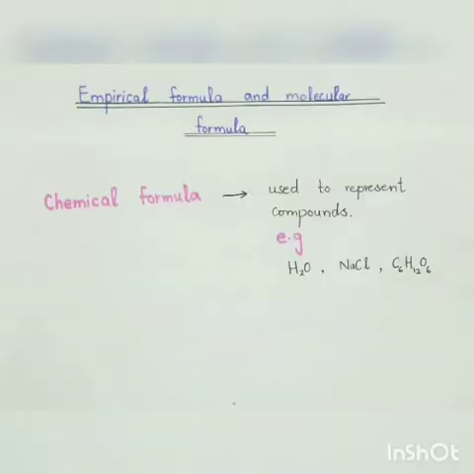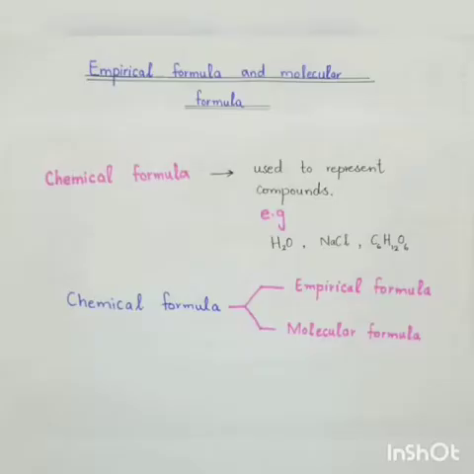As we have done in the last lecture, a chemical formula is used to represent compounds, the same as symbols are used to represent elements. For example, H2O is the chemical formula for water, NaCl is the chemical formula for sodium chloride, and C6H12O6 is the chemical formula for glucose. There are two types of chemical formula, empirical formula and molecular formula.